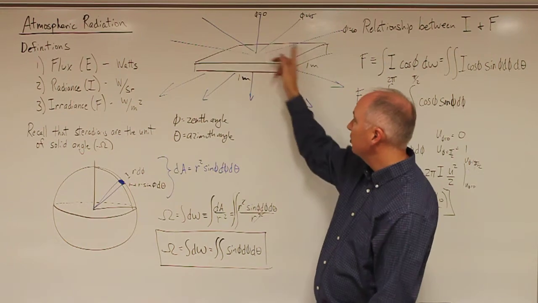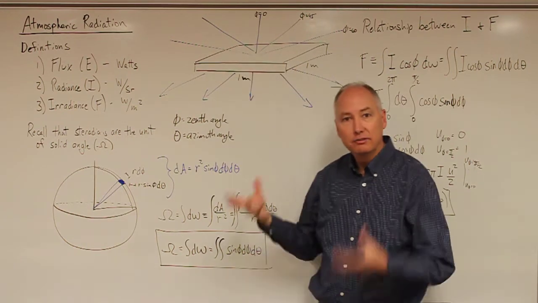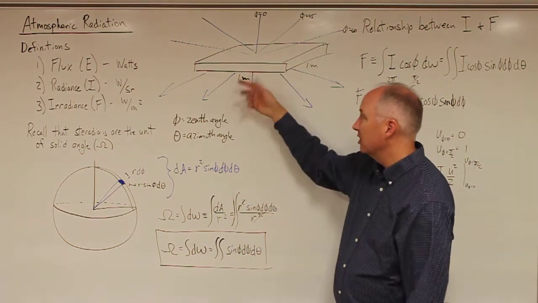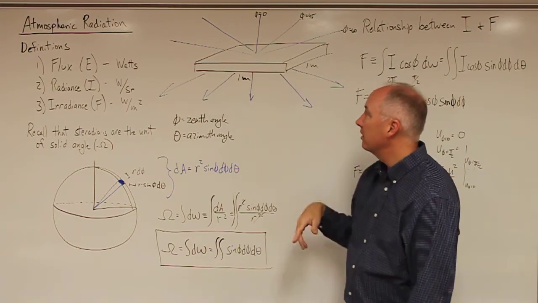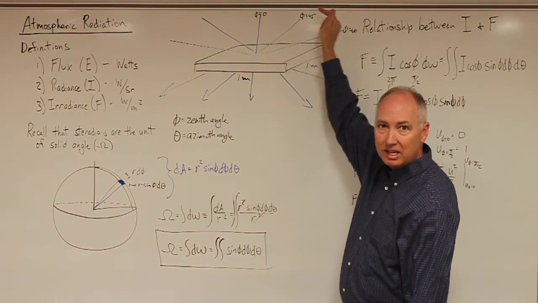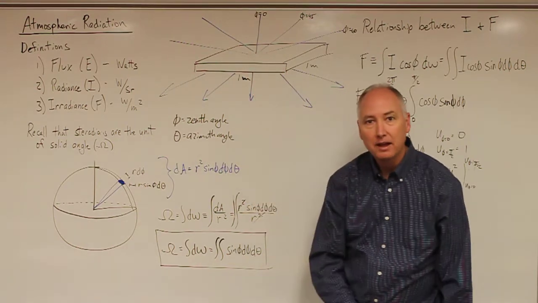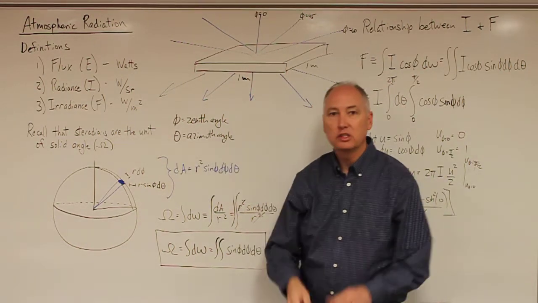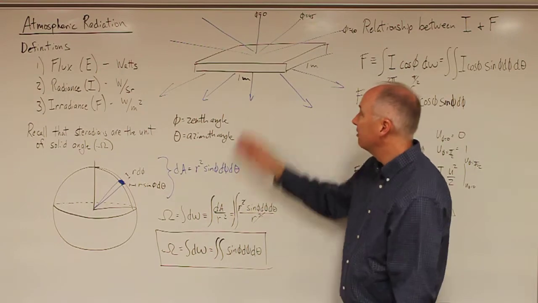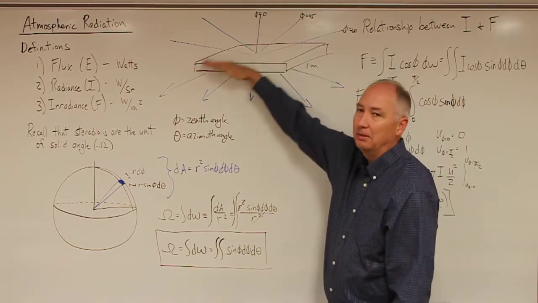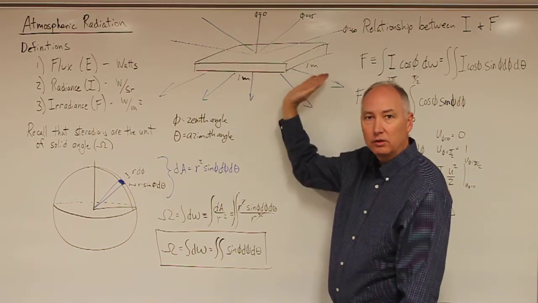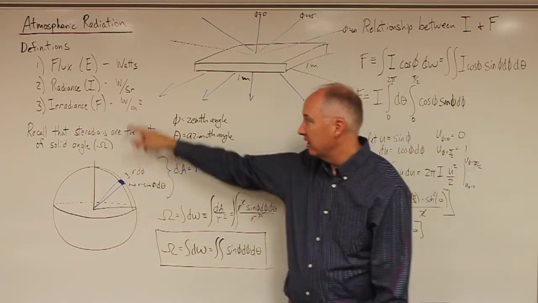And so up here, we essentially have a slab of atmosphere, if you want to think of it that way, or a slab of a surface that's 1 meter by 1 meter. And you can have radiation that's coming in from essentially any direction in this hemisphere. And the irradiance essentially sums up all of the radiation that is coming in regardless of the angle. So it's very different than the radiance.